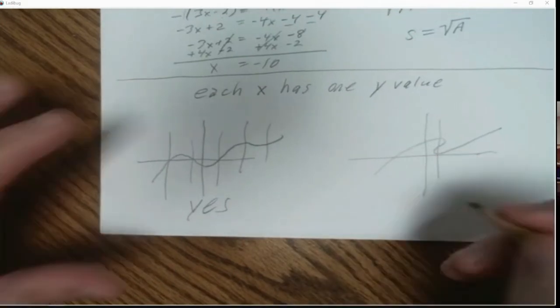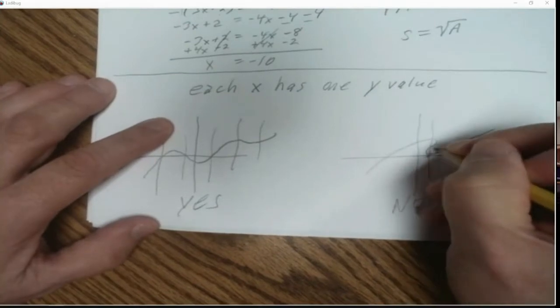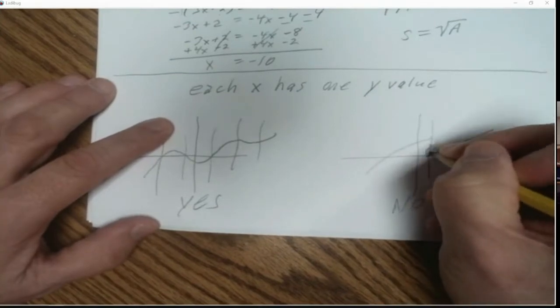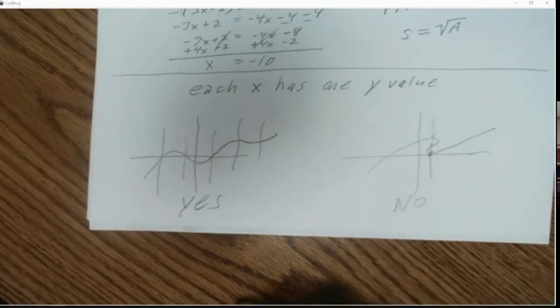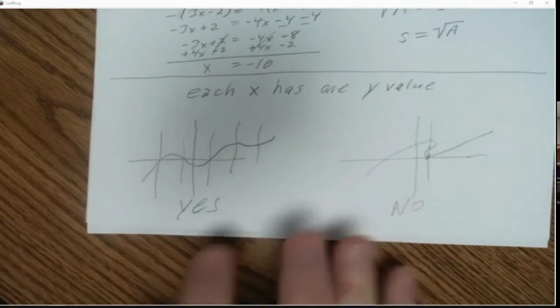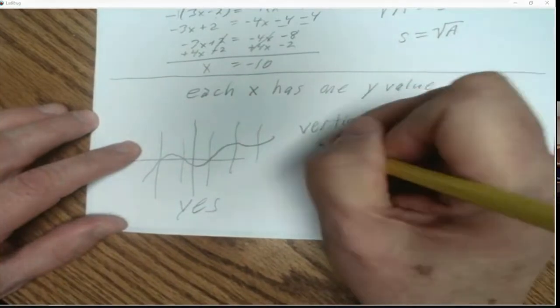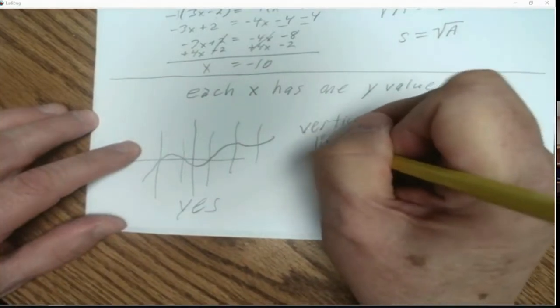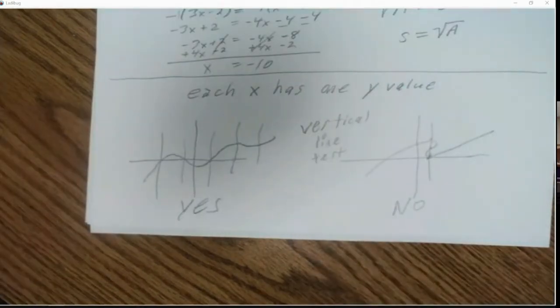So that would not be a function because this x right here has more than one y value. It has 3 y values for that x. So we know this would not be a function. So it's very easy to tell if you have a graph because it's called the vertical line test. We love it when we have the graph because we can just do the vertical line test and make that very simple.